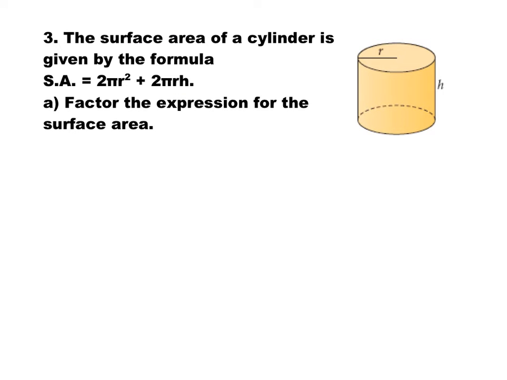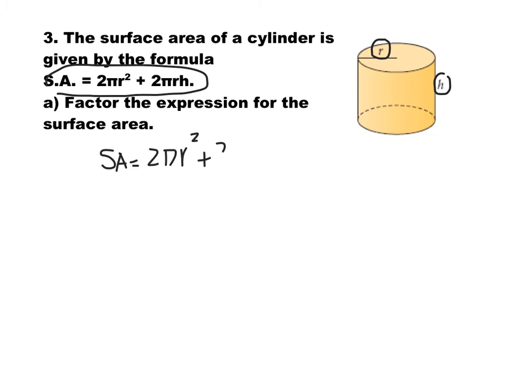The next example, we are given the surface area of a cylinder, the formula, to be 2 pi r squared plus 2 pi r h. R is the radius and h is the height. We are supposed to factor the expression for the surface area. Again, the surface area is 2 pi r squared plus 2 pi r h.